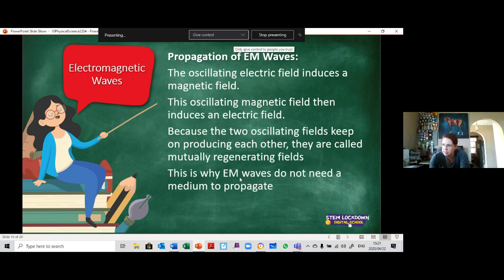Now, this last sentence here is very important. Okay, it is super, super important. Ollie, it's electromagnetic induction. So this last sentence here is important. EM waves do not need a medium. And the reason they don't need a medium is because they have these two mutually generating fields.